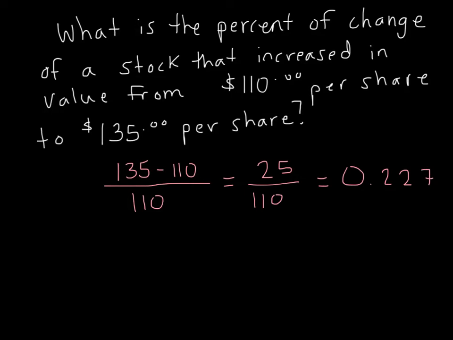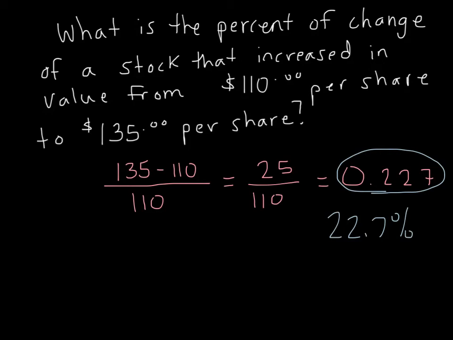And of course, to turn a decimal into a percent, we can move the decimal place to the right twice or multiply it by 100. Because see, this decimal is 22.7 hundredths, and percent means hundredths. So we could say that's the same thing as 22.7%. So an increase of 22.7% is pretty good. That means if you take 22.7% of 110, that's going to be right about 25. And that was our increase.